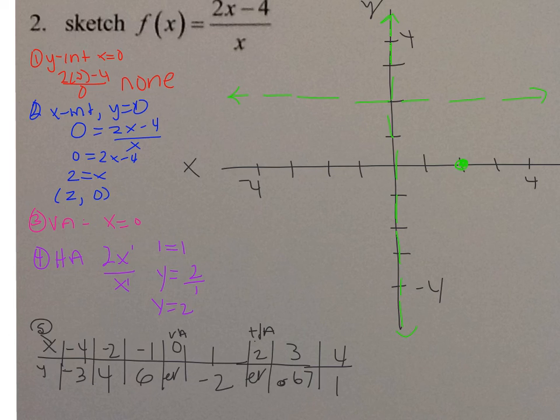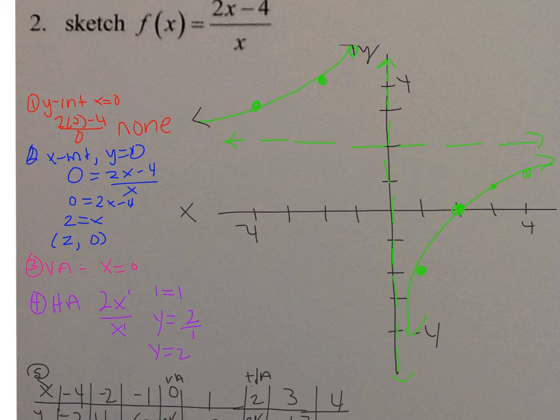Okay, so let's plot some other points. At -4, I have 3. At -2, it's 4. So that means it's going up. And at -1, it's 6. So it's all the way up there. So it's looking like that. Okay, and then at 1, I have -2. At 3, it's 0.67. At 4 is 1. So it's going to look like this. So actually this looks like this here.